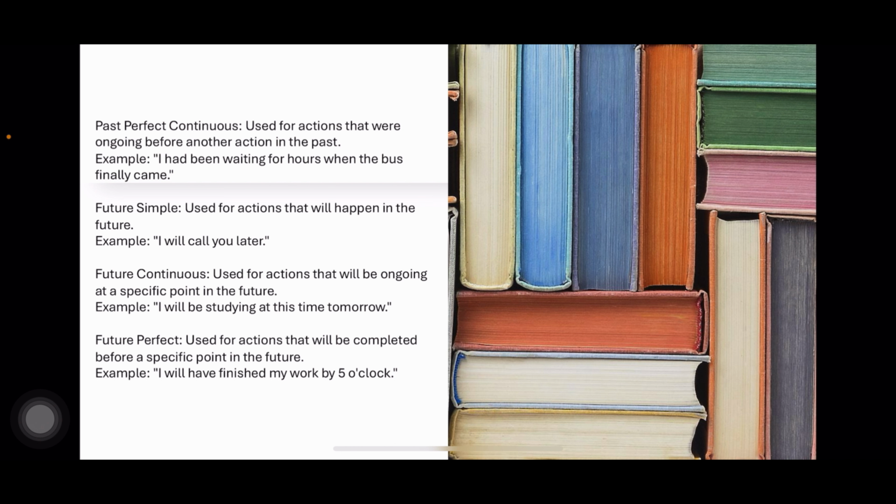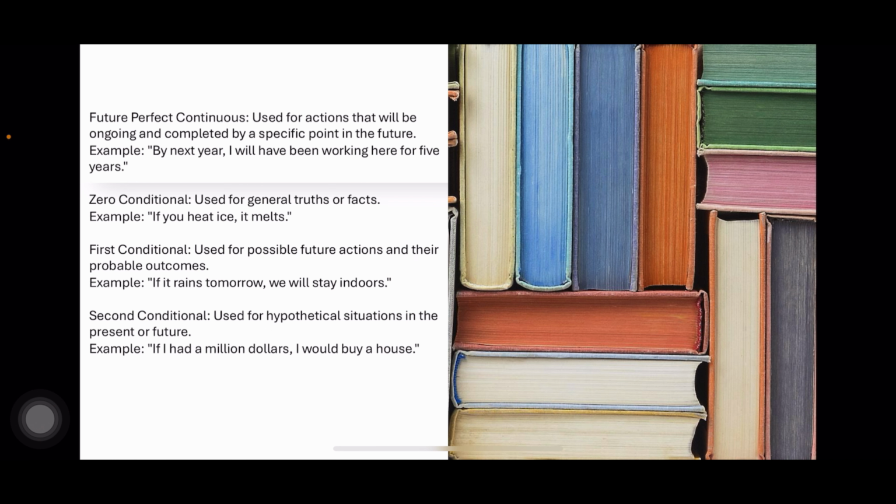Future continuous. Used for actions that will be ongoing at a specific point in the future. Example, I'll be studying at this time tomorrow. Future perfect. Used for actions that will be completed before a specific point in the future. I will have finished my work by 5 o'clock.